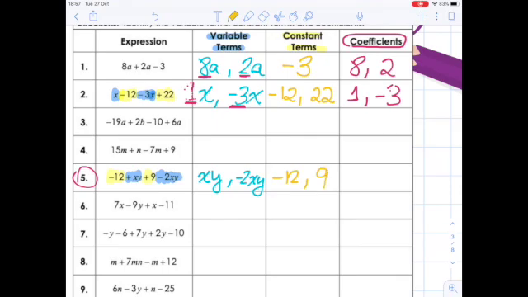Moving over to my coefficients. The coefficients are the numbers in front of my letters or in front of my variables. So in this one I have a negative 2, so I know that's going to be a coefficient. And remember, over here, if there's nothing, there's an invisible 1. So my coefficients are going to be 1 and negative 2.